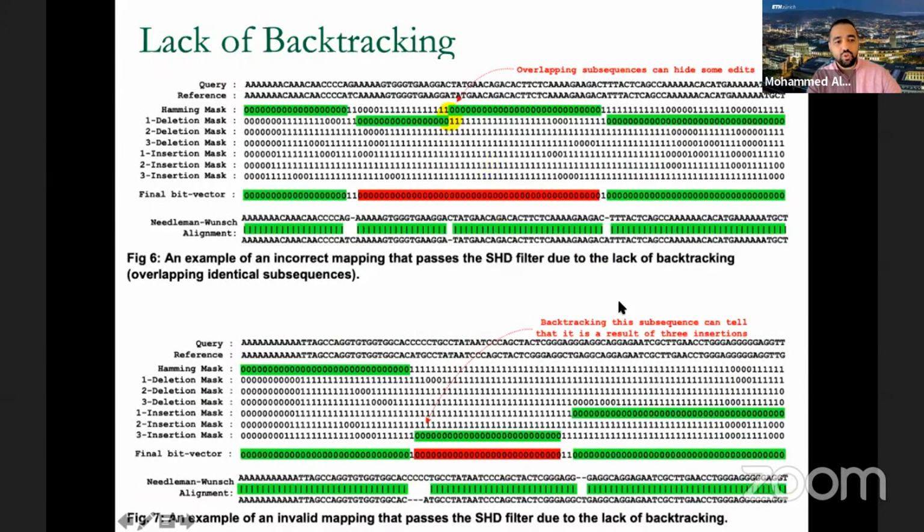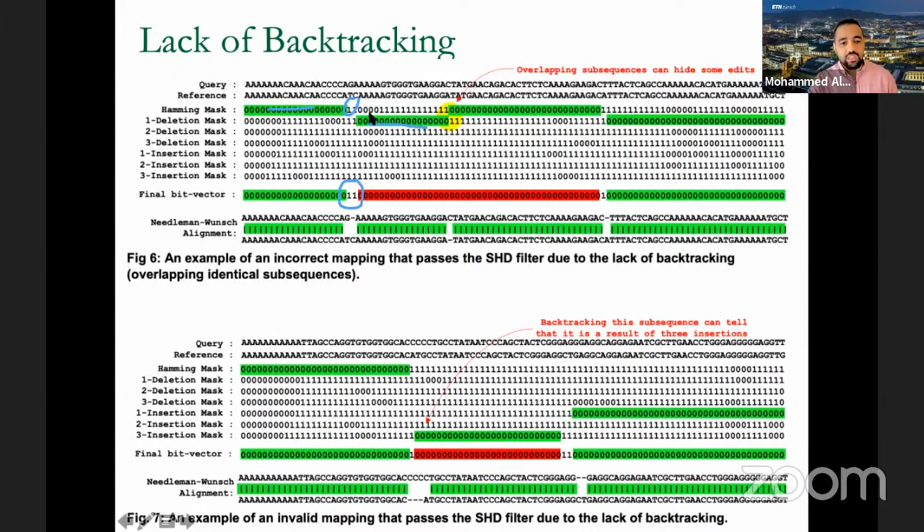All right, and the fourth source is lack of backtracking. So what is backtracking? We said last time, if you observe, the ones in the final bit vector are always an indication of the location of these edit operations. So whenever we get a 1, let me change the color to blue, for example here, it means something is happening at these two locations. And it's true. You can see here there are 2 ones causing the exact matches to move from the Hamming mask all the way to the one deletion mask.